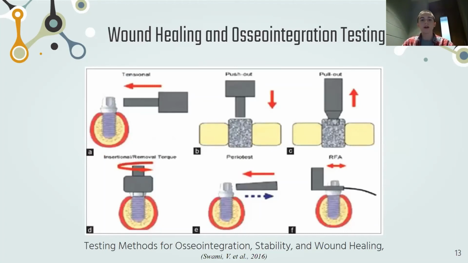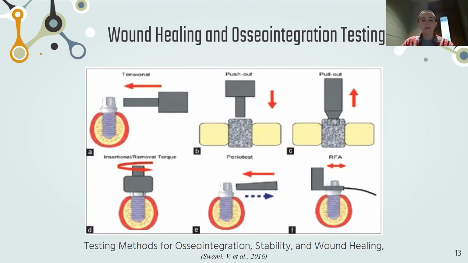Next, we would test for osseointegration, stability, and wound healing. Some of these tests that we could do include a histomorphometric analysis, a push-out pull-out test, and an insert removal torque analysis. A histomorphometric analysis is obtained by calculating the peri-implant bone quality and bone implant contact from a dyed part of the implant and the peri-implant bone.